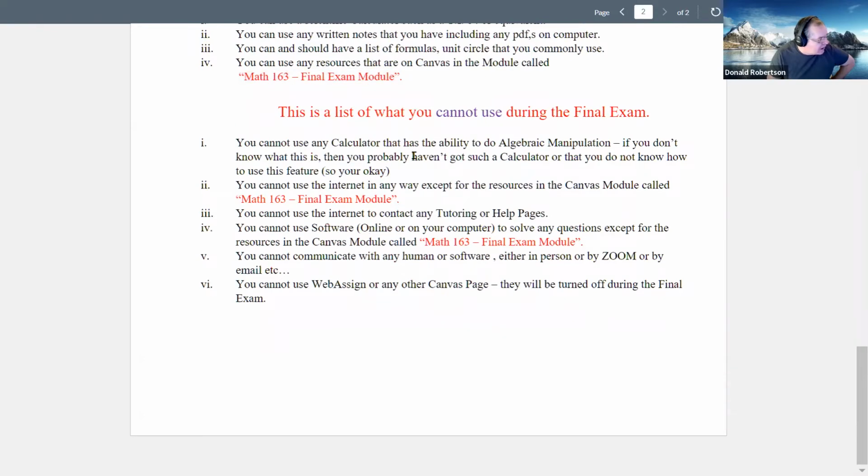So here is things you can't do or cannot use. You cannot use a calculator that has got a thing called algebraic manipulation. Now, if you don't know what that is, then you're okay, because it probably means your calculator doesn't have one, or you don't know how to use it in the first place. The algebraic manipulation is some really fancy calculators will solve equations for you and do all sorts of stuff. For obvious reasons, that's not fair. Kira.